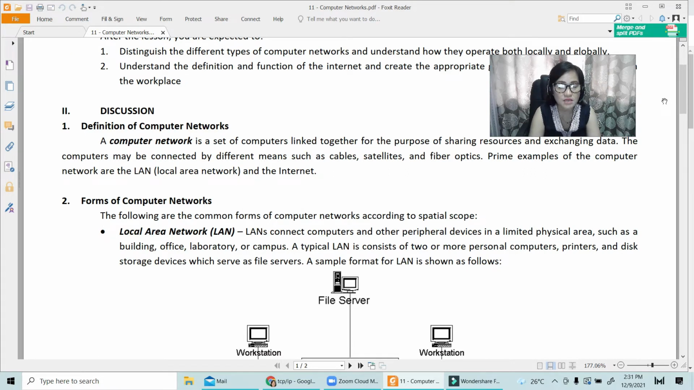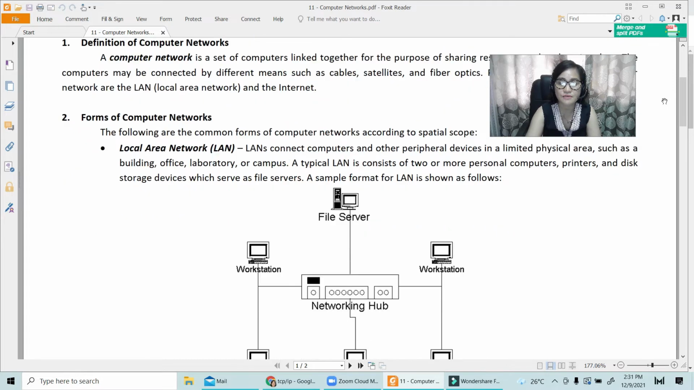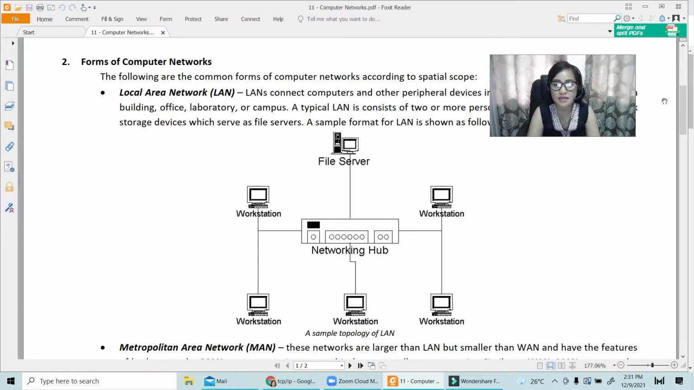The first one is the local area network, which is the LAN. A LAN connects computers and other peripheral devices in a limited physical area such as a building, the office, the laboratory, or the campus. A typical LAN consists of two or more personal computers, printers, and disk storage devices which serve as a file server. A sample format for a LAN is as shown as follows. This is an example of a sample topology, or a sample arrangement or framework, of a LAN or the local area network.